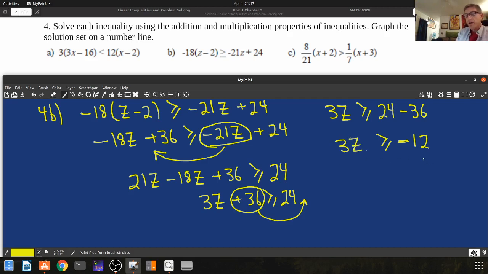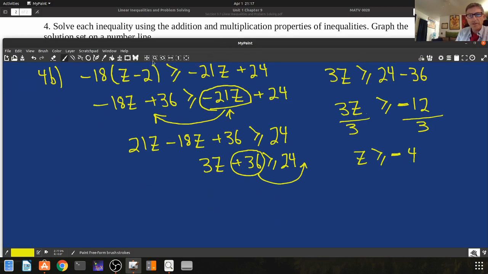So guess what? I don't have to worry about flipping the inequality because I'm going to divide through by 3. That was the whole reason I made this move right here and moved the minus 21 over. When I divide both sides through by 3, I get Z is greater than or equal to minus 12 divided by 3, which is minus 4. So let's go ahead and graph that on the number line.